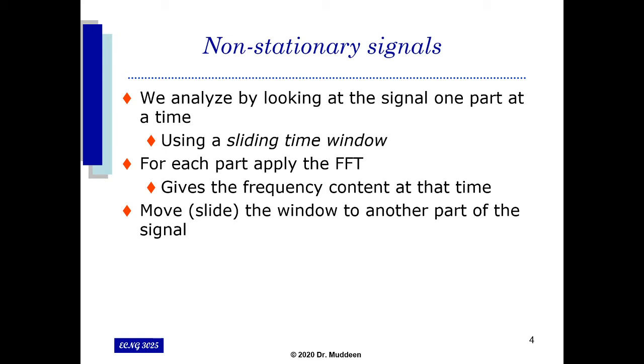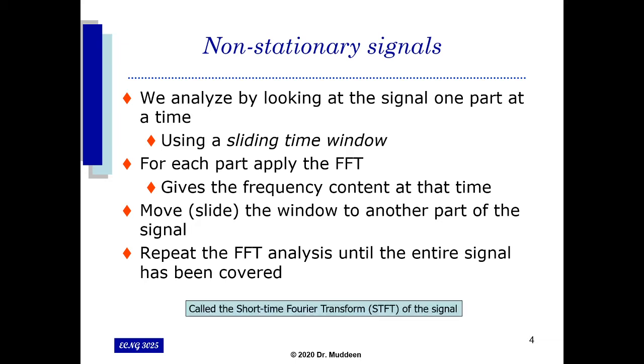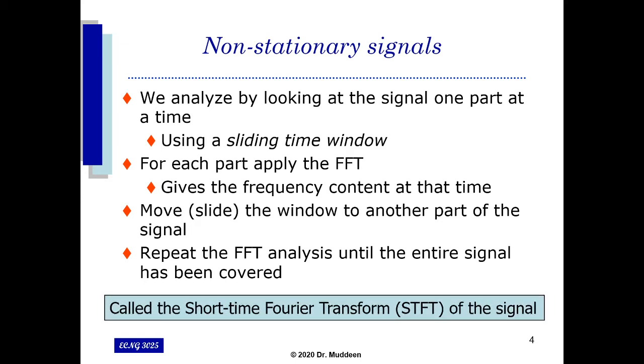So basically, we set the sliding time window with a fixed width, and for each instance of where the sliding time window is, for each frame, we apply the FFT to get the frequency content for that particular frame. Then we slide the window to the next frame, and we redo the FFT, and we keep on going until the entire signal is covered. This process is referred to as the short time Fourier transform, or STFT, of the signal.